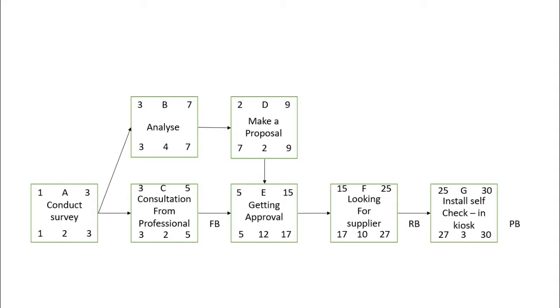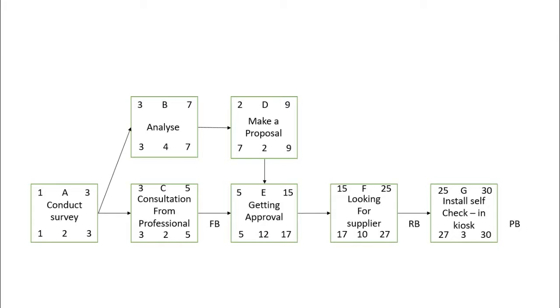CCP is the latest method to determine the duration of the project because we have input buffers in the middle of the activities. For example, we have input the resource buffer between analyze and looking for a kiosk supplier. Why are we choosing the resource buffer in the middle of those activities? Because in the middle of it we are depending on the resources that are available.